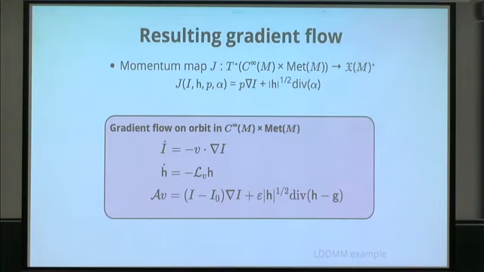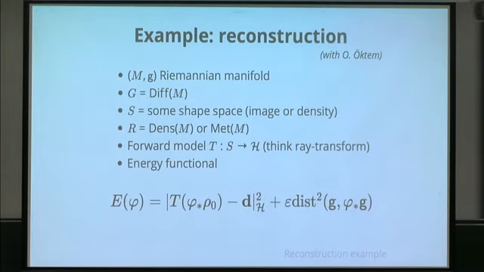So by the way, now I'm always writing down the gradient flows on the orbit. You can of course always also write it upstairs directly in terms of the diffeomorphism. Essentially, it just means you take your vector field and you integrate it to get the diffeomorphism. Okay, so that was LDDMM, a little bit about that.